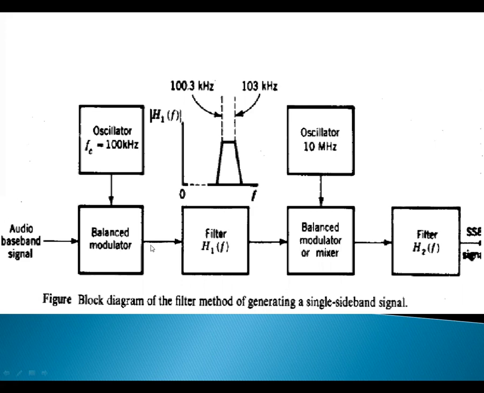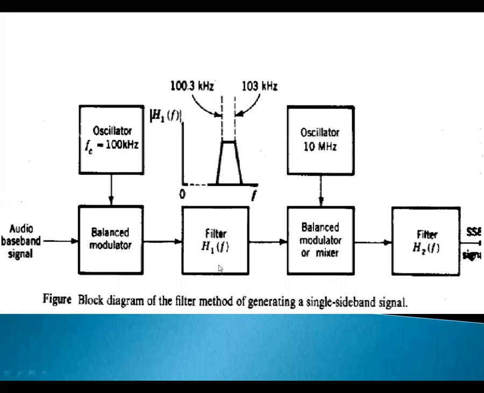The carrier is suppressed, and two sidebands are available, which we call the double sideband. One is the upper sideband and the other is the lower sideband. These two sideband signals are given to a filter, the H1(f) filter, which is the first filter. If the audio signal is 300 Hz to 3 kHz, that band of the baseband signal is given to the balanced modulator along with the oscillator carrier of 100 kHz.